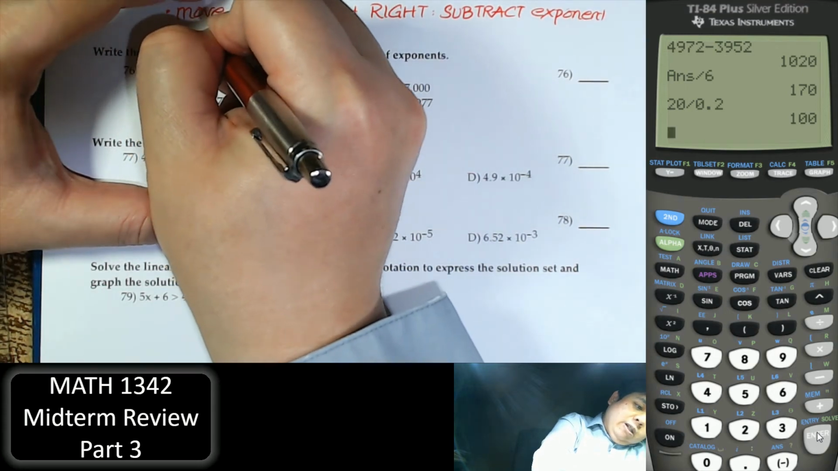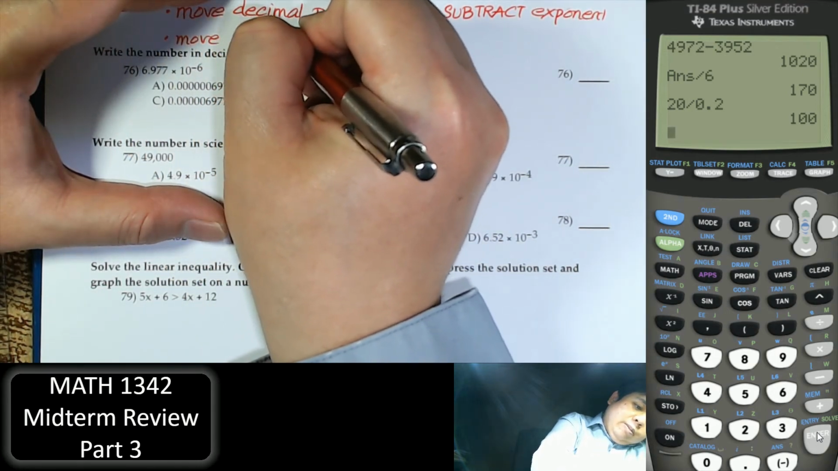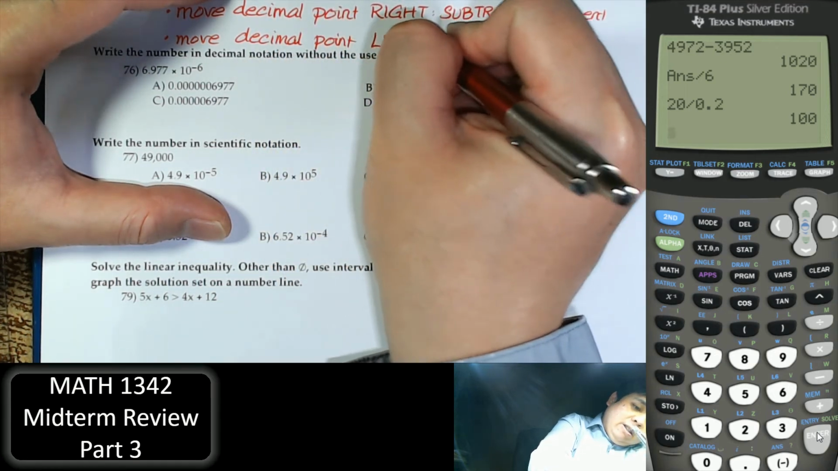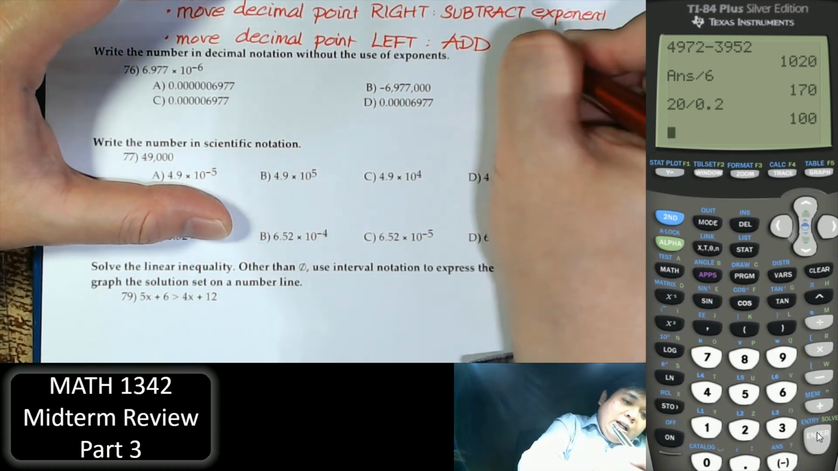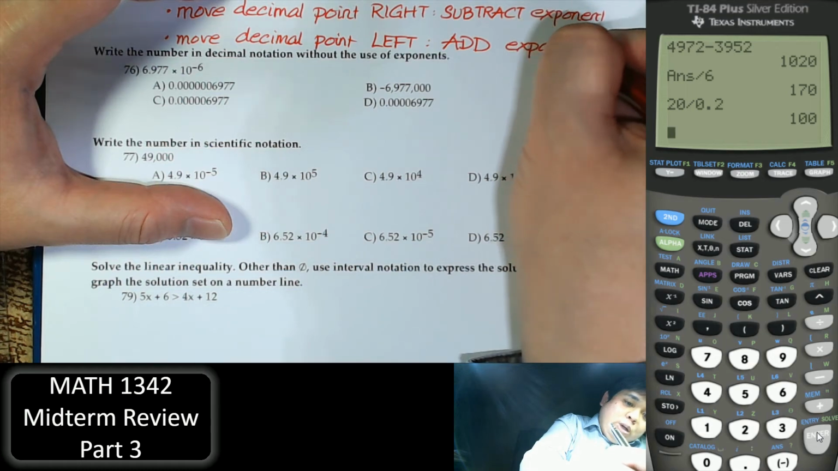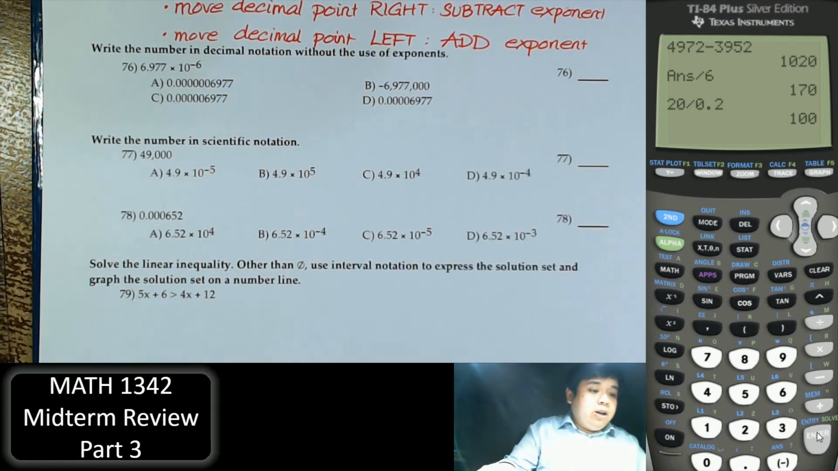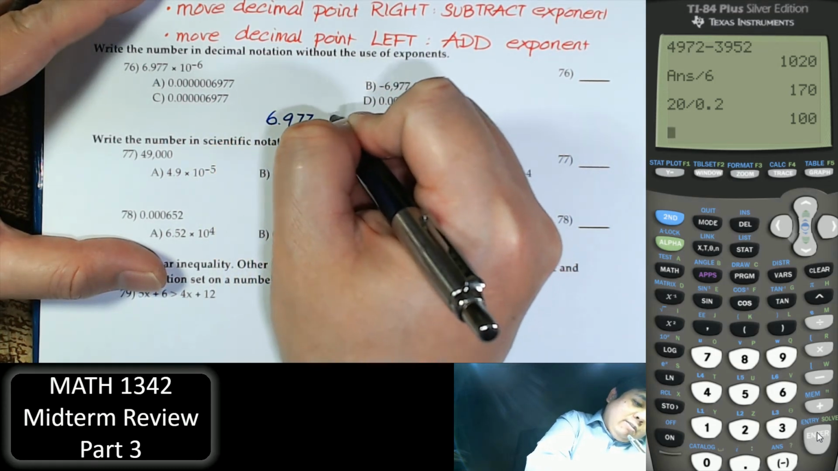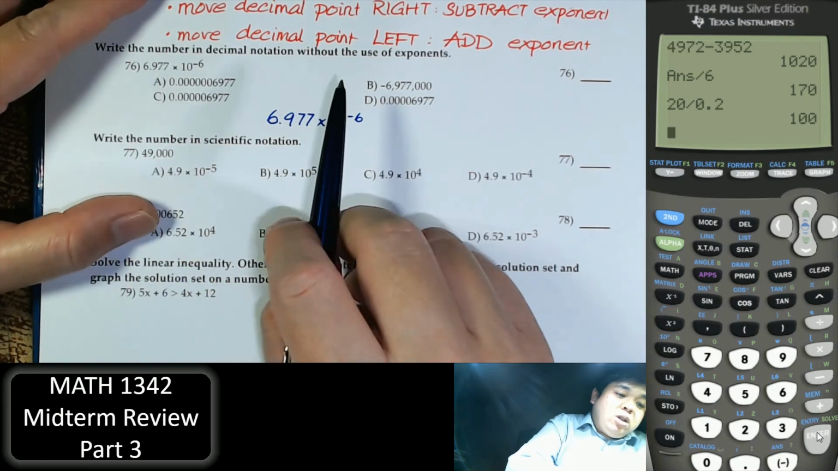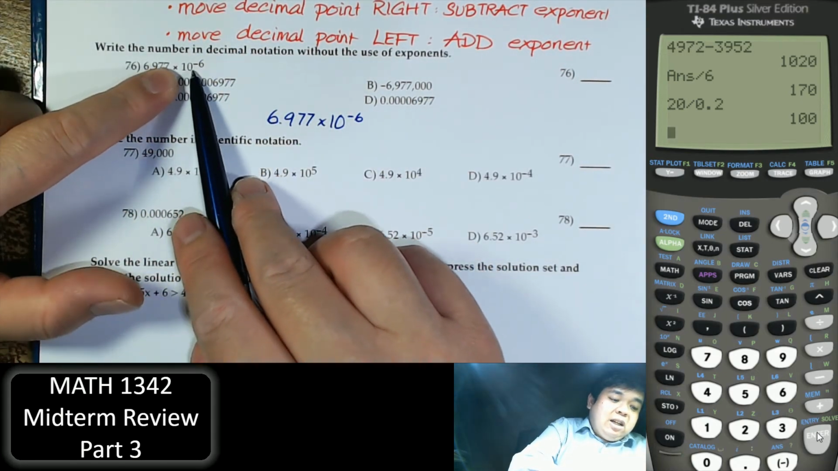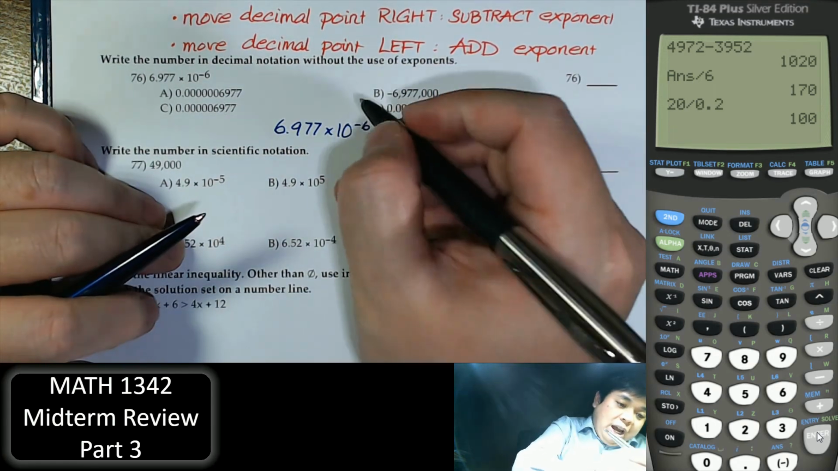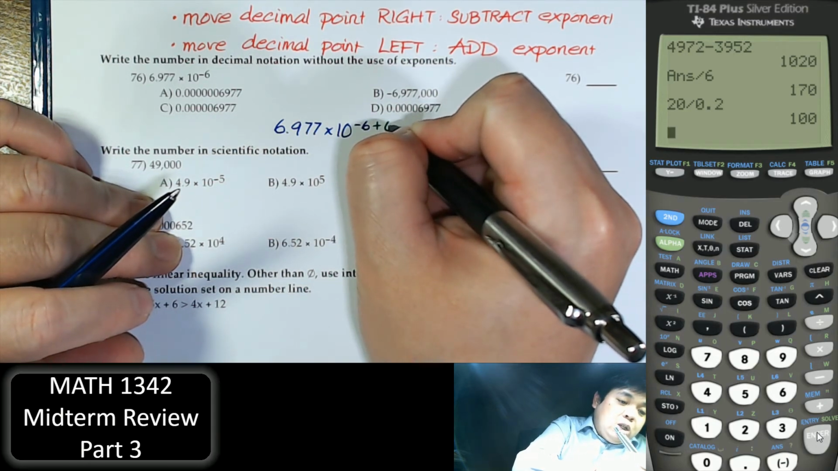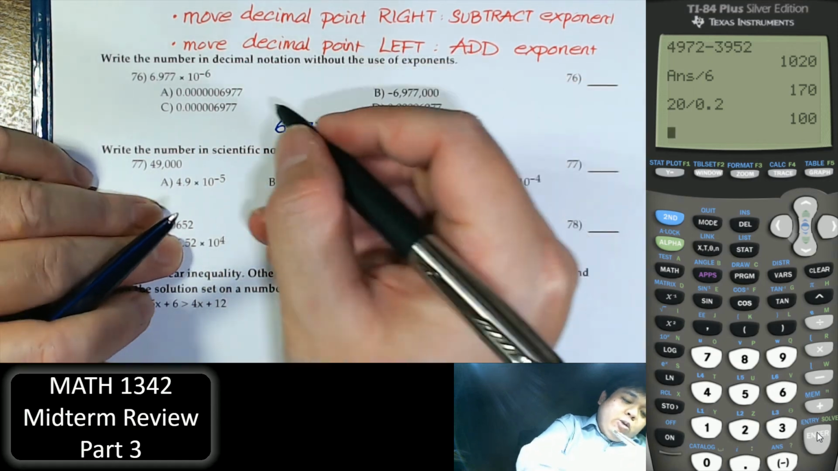If we move the decimal point to the left, we will add to the exponent. How many steps do we move? Right. For example, here we have 6.977 times 10 to the negative 6. We want to turn this into the number without the 10 to a power. So in that case, we have to make this 0 because 10 to the 0 power is 1 and will disappear. So we add to the exponent. So we have to move to the left.